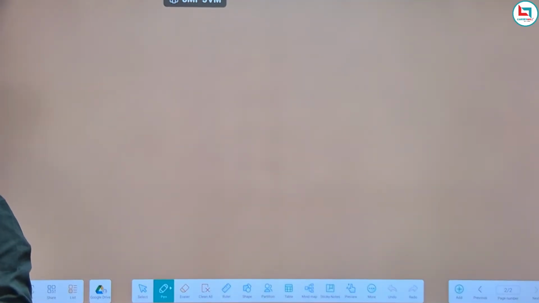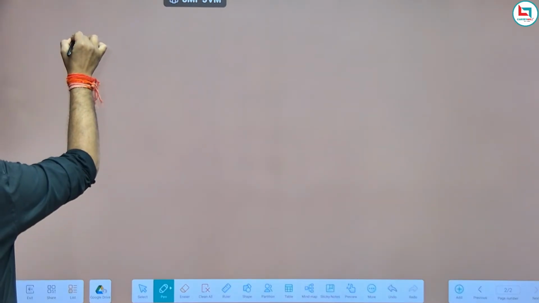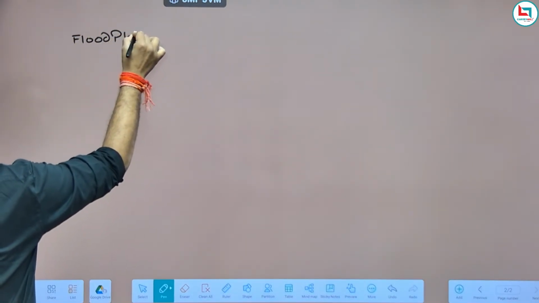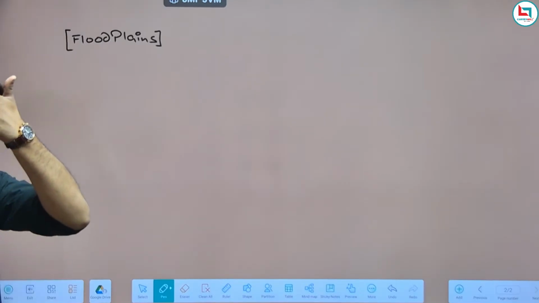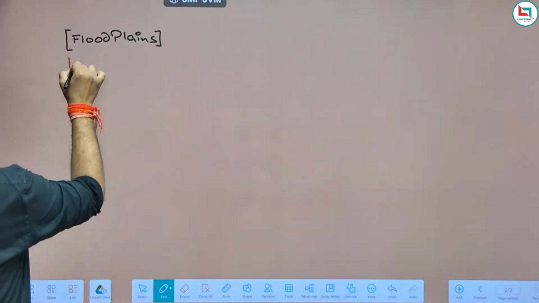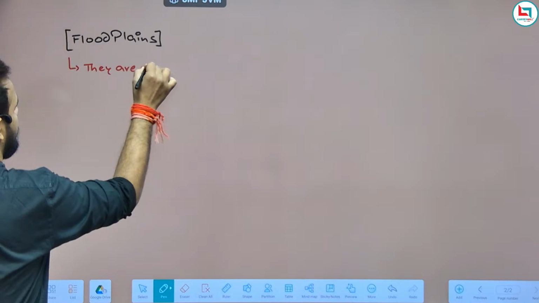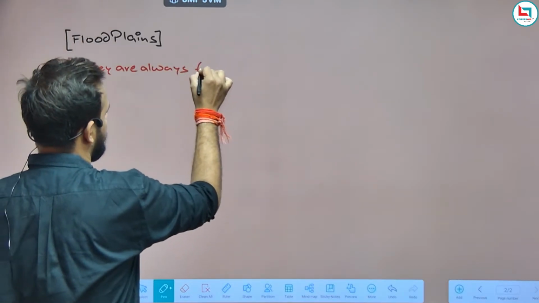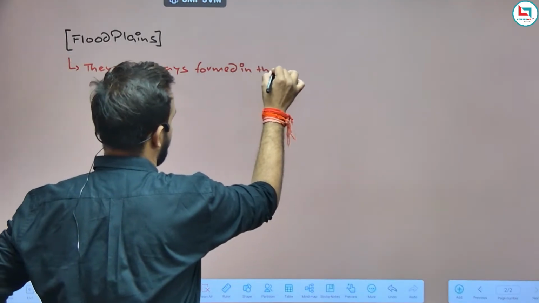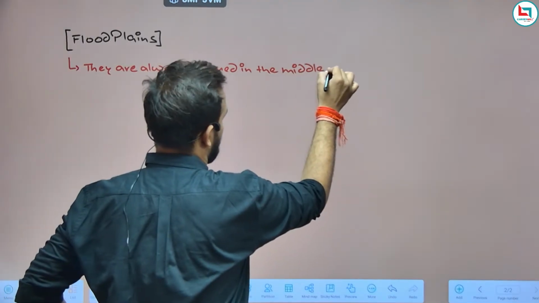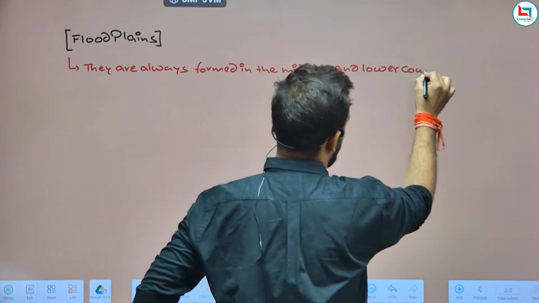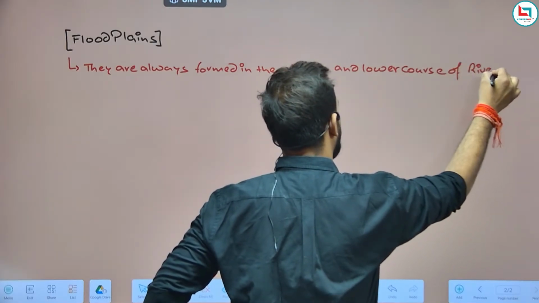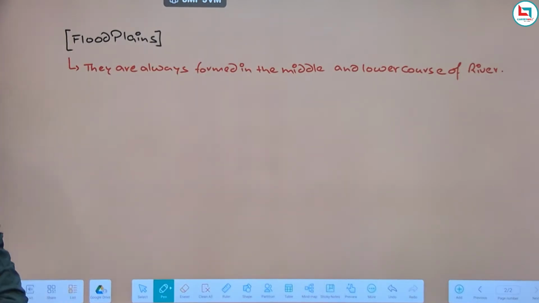After these things, guys, we have to know about the next thing, and that is the flood plains. Okay, so the next concept is about the flood plains. Guys, when we talk about the floodplains, remember floodplains are always formed in the middle course and the lower course of the river. They are always there in the middle and the lower course of the river.